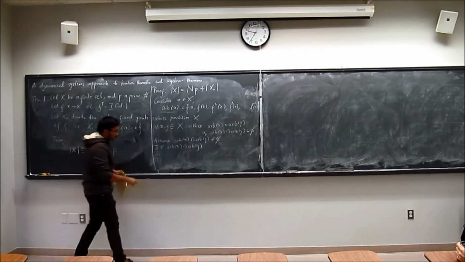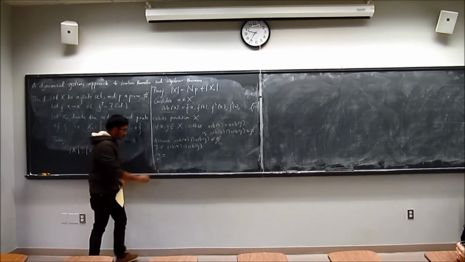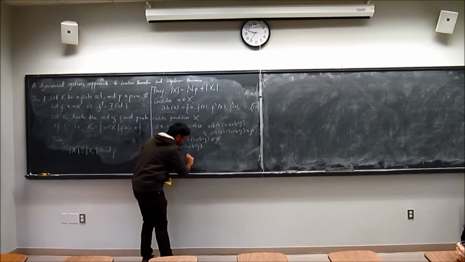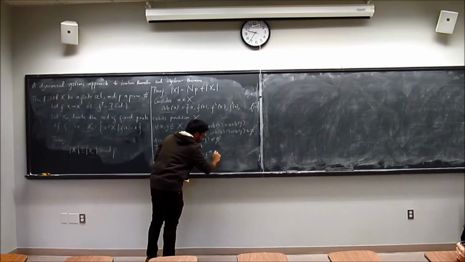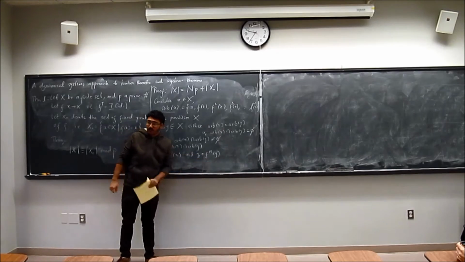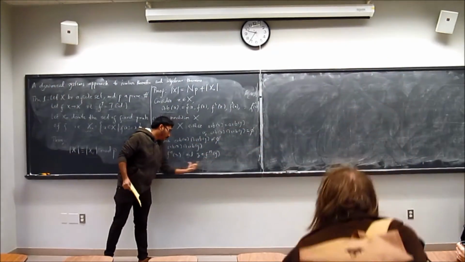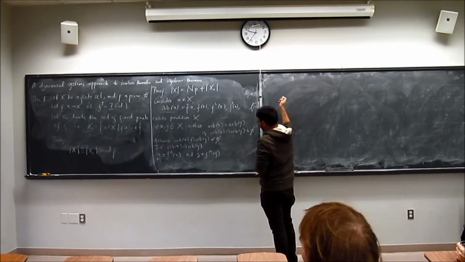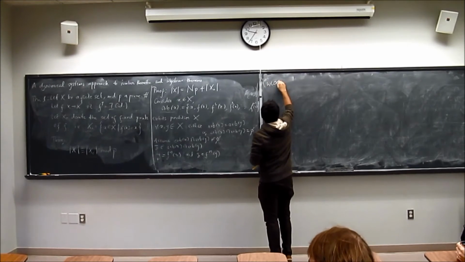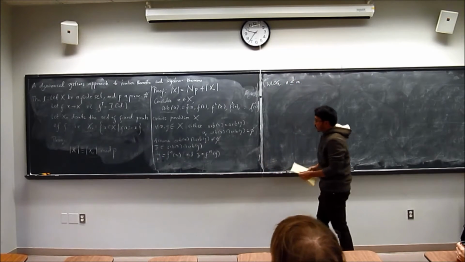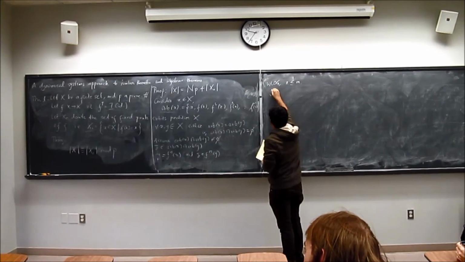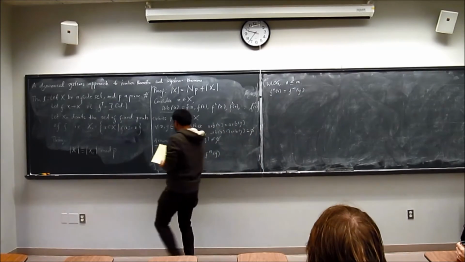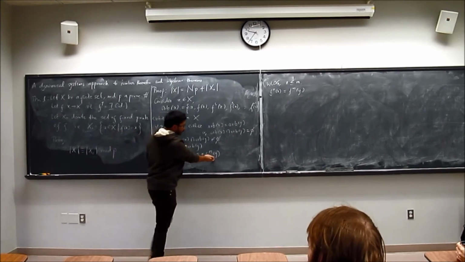So that means z is f to the n of x for some n, and z is also f to the m of y. So it's in the orbit of y and orbit of x, right? Now without loss of generality, assume n is less than or equal to m. Then we can write f to the n of x equals z, so f to the n of x equals f to the m of y.